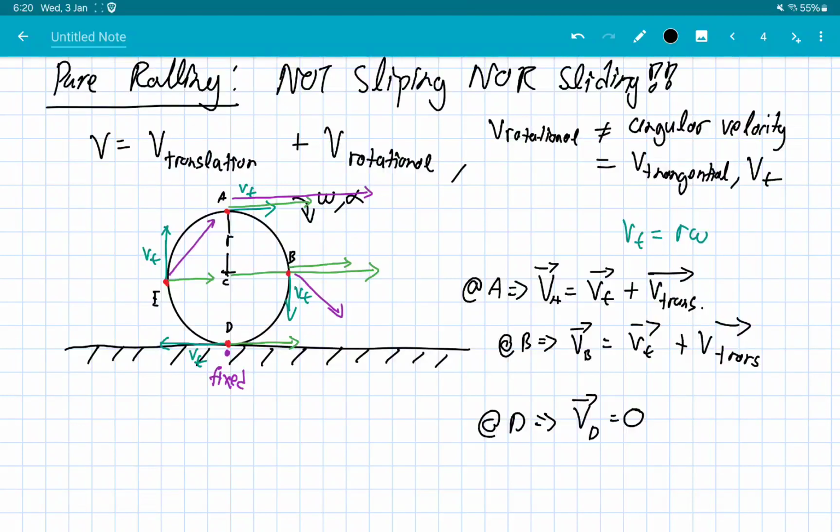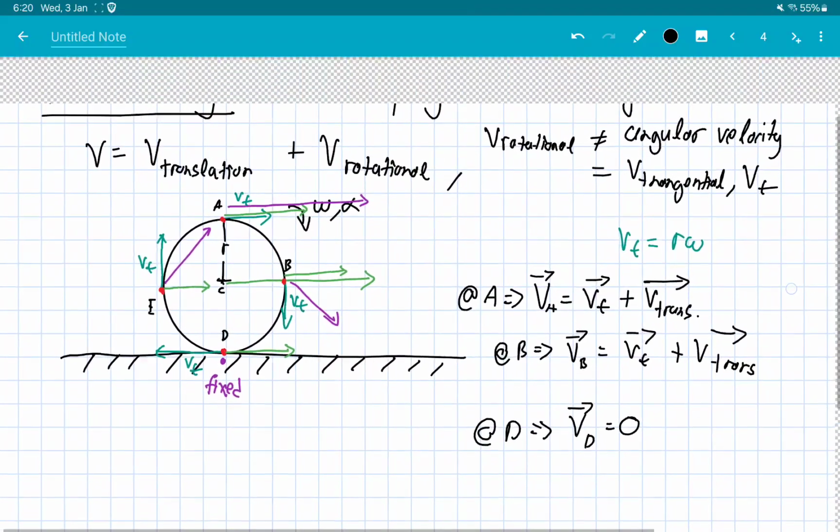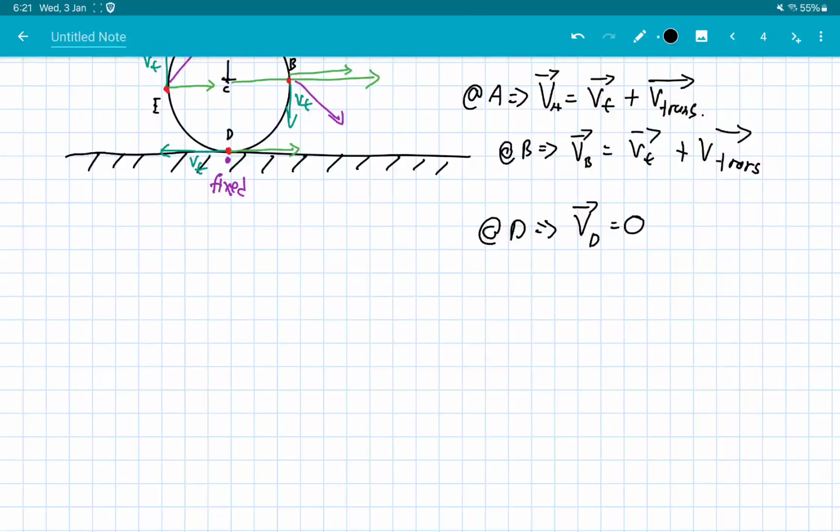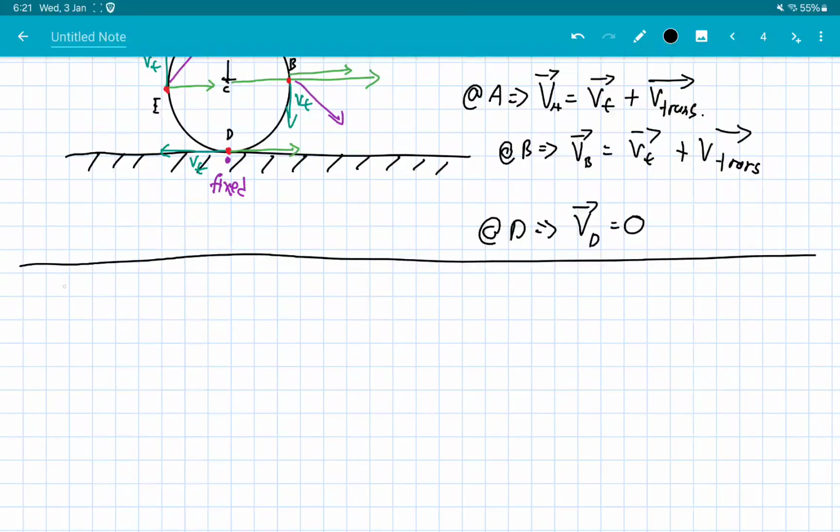If they weren't equal, you would have slipping. It's equal because it's pure rolling. If it's not equal, it means you will have a sliding or slipping case. So what is slipping, and what is sliding?